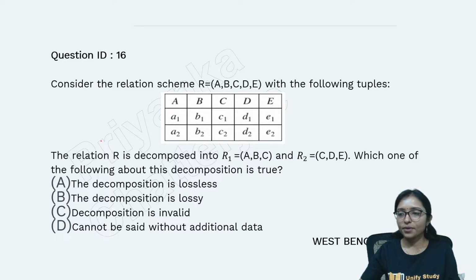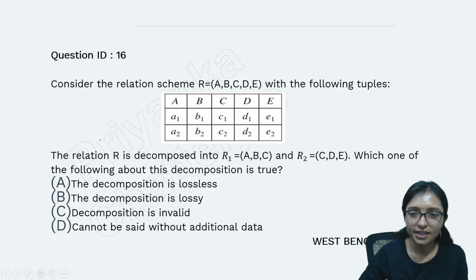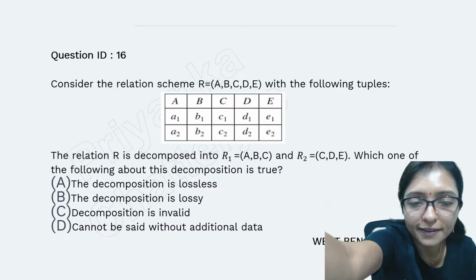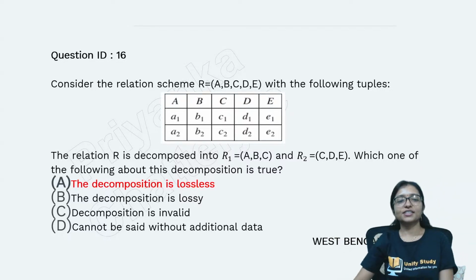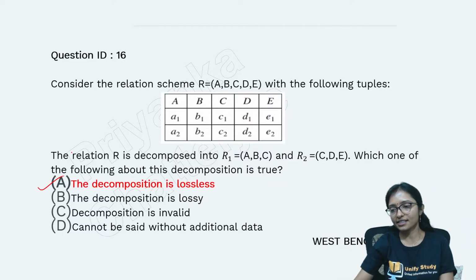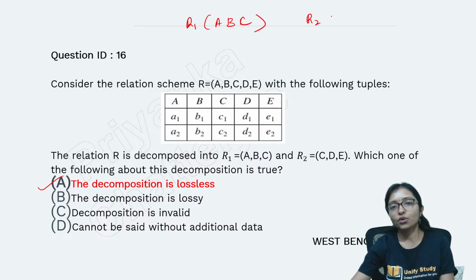Okay, answers are coming. Option A. Let's see. Yes, so option A is the correct answer. So here you can see that R1 is A, B, C and R2 is C, D, E.